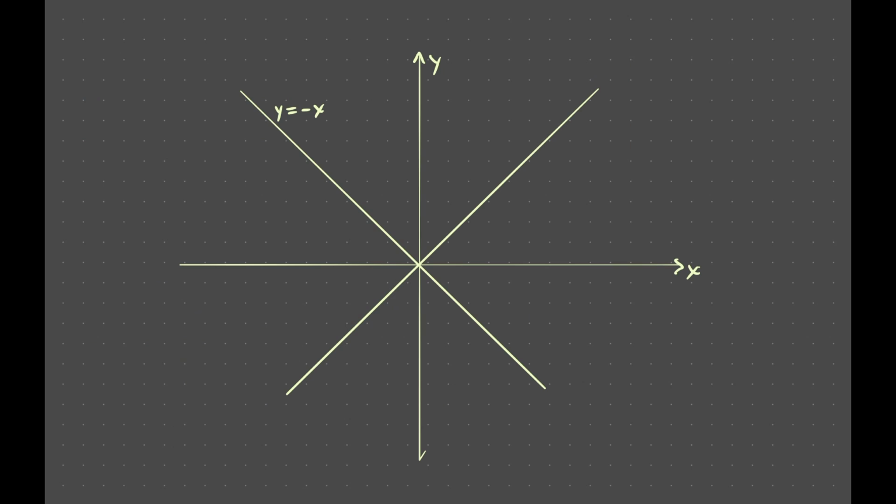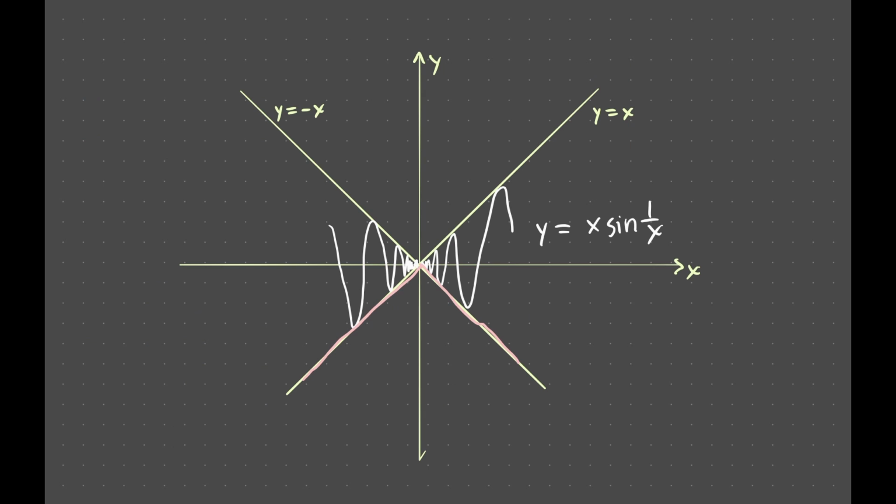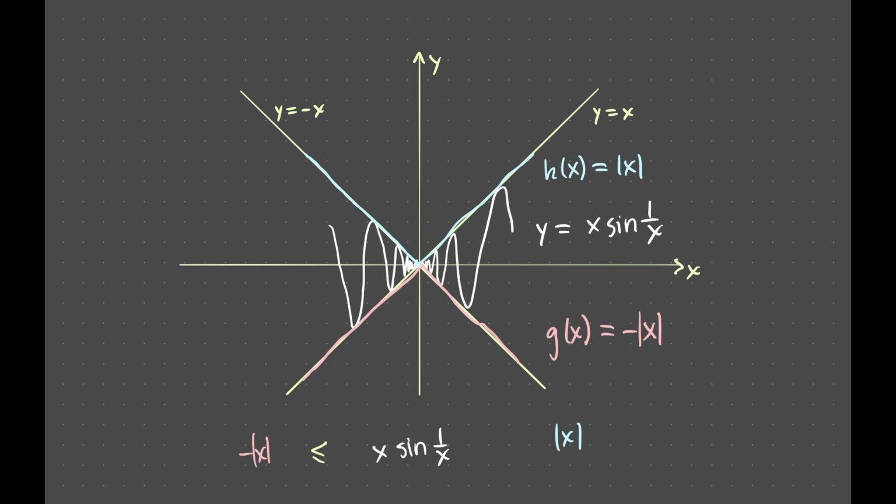Geometrically, the function f has an amplitude that behaves as the function x, which means that its graph is trapped between the lines y equals x and y equals minus x. From this picture, it's clear that we could have bounded f by the functions minus absolute value of x and the absolute value of x, and applied the squeeze theorem to this string instead.